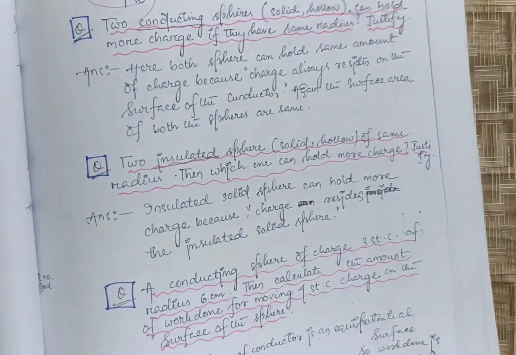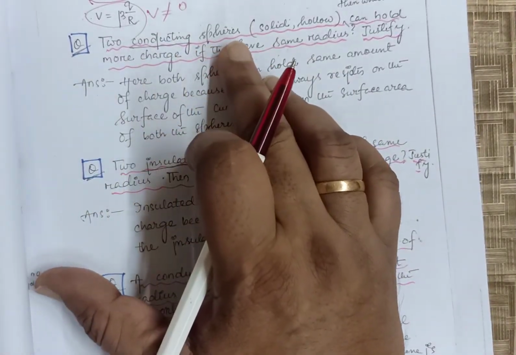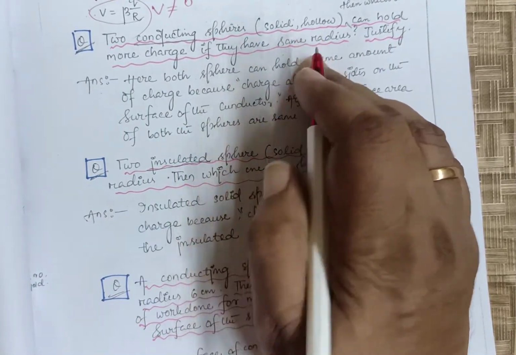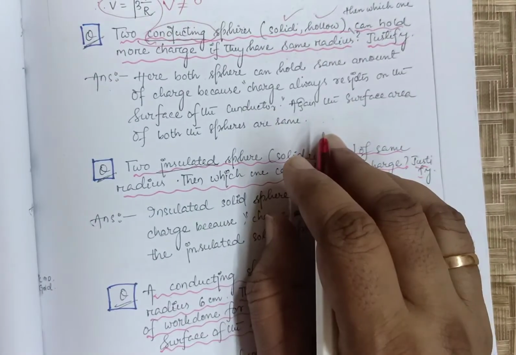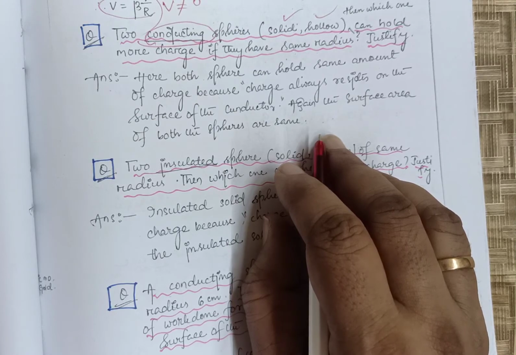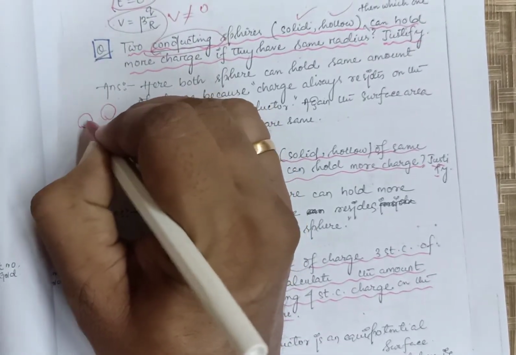Then another question for you. Two conducting spheres, solid and hollow. This question also we have already discussed. Solid and hollow conducting sphere. If charge is given, which one has more charge if they have the same radius? One is solid and one is hollow.